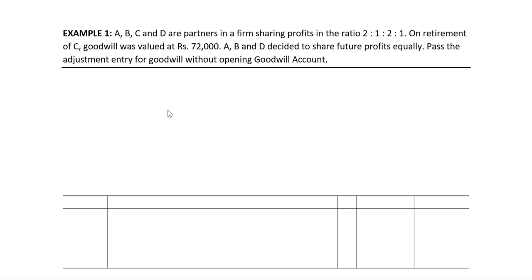Among the three methods, we open the goodwill account in the second method and the third method. So since we've been asked to pass an adjustment entry for goodwill without opening the goodwill account, we will have to solve this problem by doing the adjustment for goodwill among the partners' capital accounts. First method. We'll begin with the working notes.